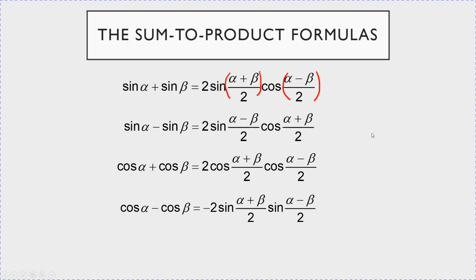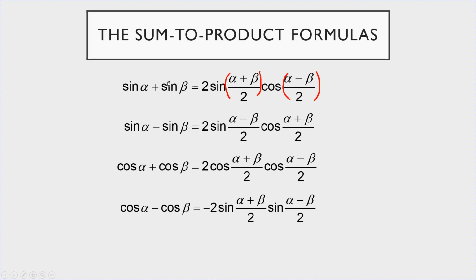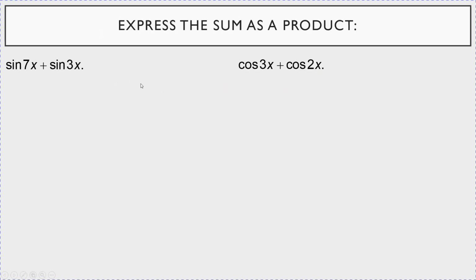All right, let's take this one. Let's express these two sums as a product. I have sine of 7x plus sine of 3x. That looks like this first formula right here. So 7x is my alpha, and 3x is my beta.